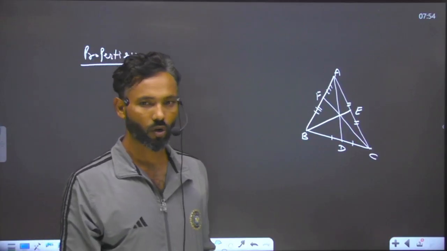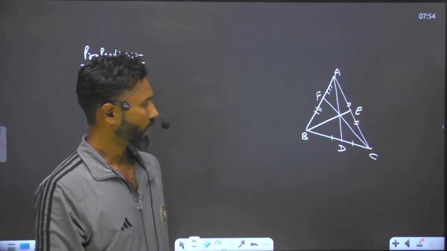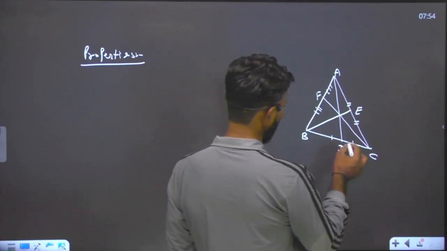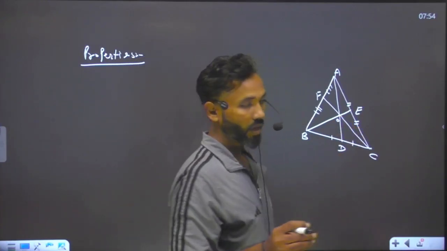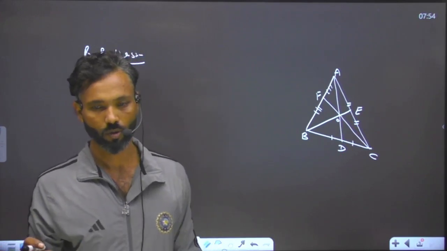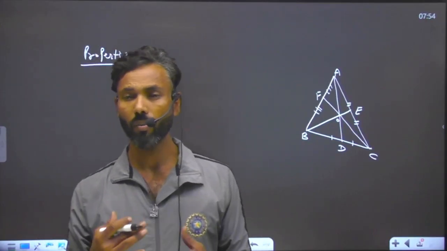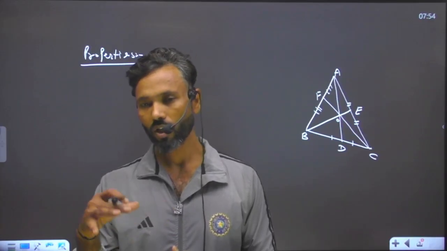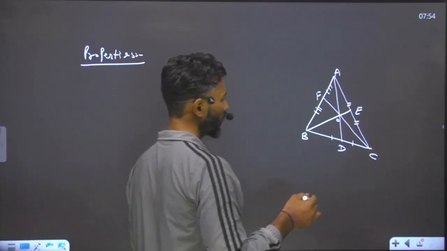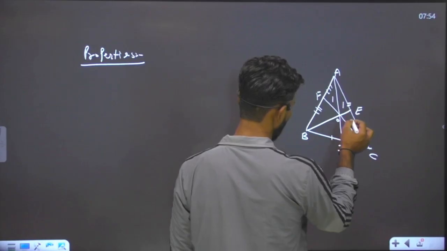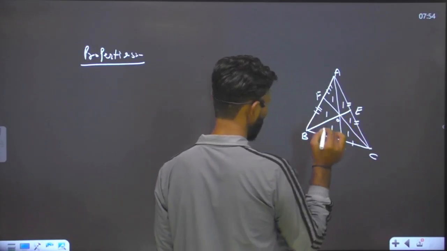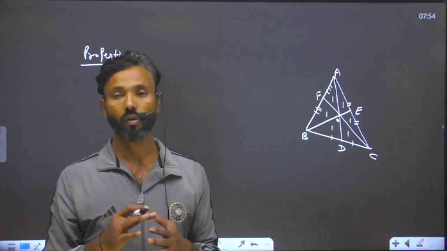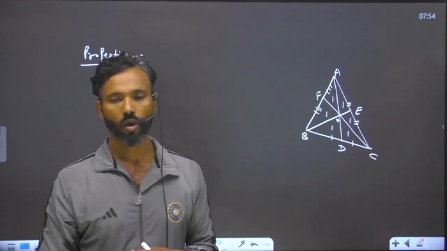Now tell me, if we have dropped all three medians, into how many parts is the triangle divided? The triangle is divided into 6 parts, so you can say the area of each part will be equal. This is the first property. When you drop all three medians of the triangle, the triangle will be divided into 6 equal parts, meaning the area of each part will be equal. Suppose the area of this part is 1, then this will also be 1, and so on for each part. So the triangle will be divided into 6 equal parts if you drop all three medians. Now what is the meaning of this?